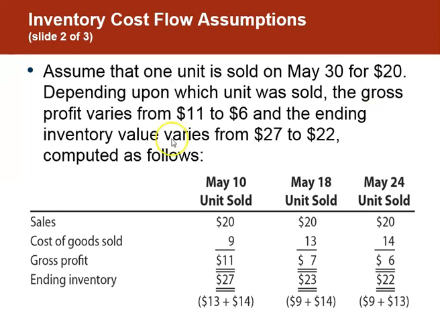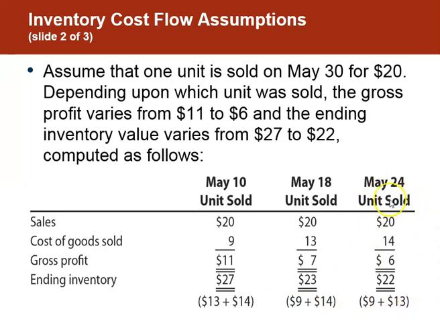So what we're saying here is that depending on how we do this, if we're using the FIFO method, which don't worry, we're going to talk about that soon enough, our sale is $20. That oldest piece of inventory is what we're going to expense to cost of goods sold, only $9, leaving us with gross profit of $11. How did I get 11? I subtracted 9 from 20. That gave me $11. And ending inventory is $27 because it is assumed that I have the $13 item and the $14 item still in stock. Okay.